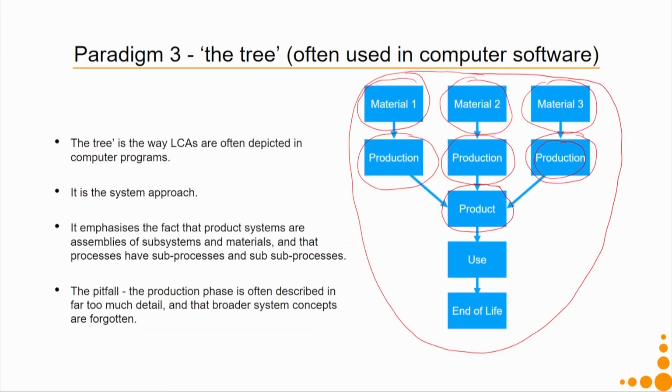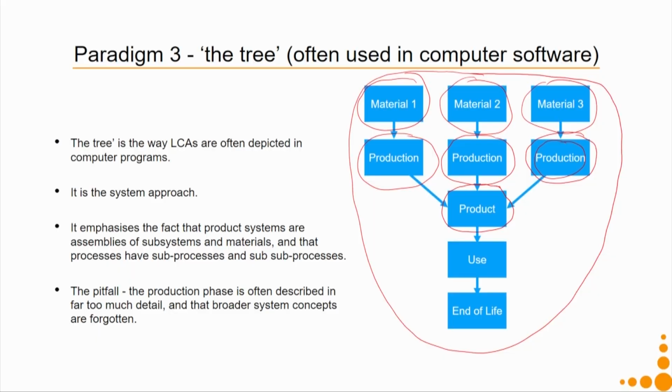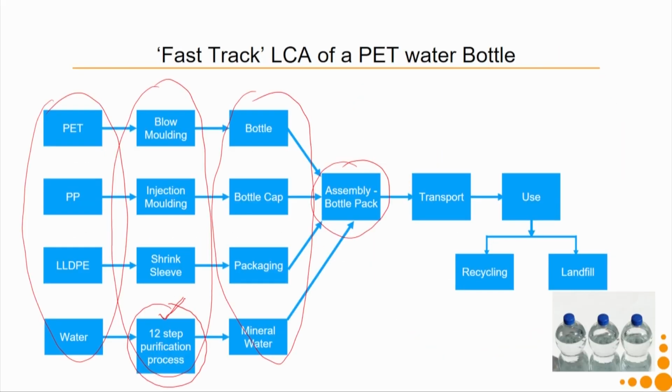The pitfall is that the production phase is often described in far too much detail. You can see on this diagram, the production phase is so heavy, and I keep on detailing it further and further, and the broader system concepts are forgotten. That is a trap you might fall into because you put in too much effort on the production side. So, we have to be careful that we do not put too much attention on the production side and forget the use and the end of life side.